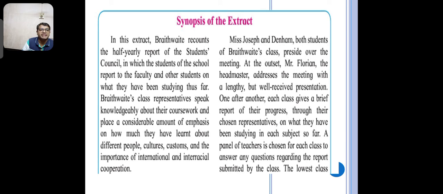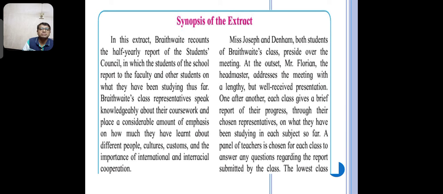Miss Joseph and Dehem, both students of Braithwaite's class, preside over the meeting. At the outset, Mr. Flore, the headmaster, addresses the meeting with a lengthy but well received presentation. After that, each class gives a brief report of their progress through their chosen representative on what they have been studying in each subject so far. A panel of teachers is chosen for each class to answer any question regarding the report submitted by the class. So that entire procedure has taken place, and that is described in our extract.